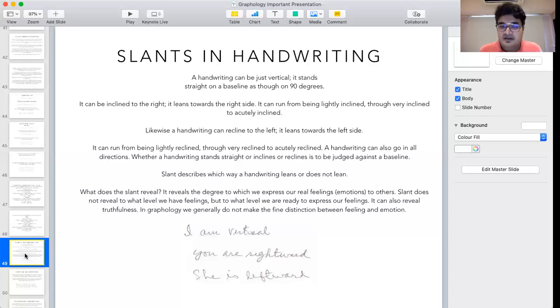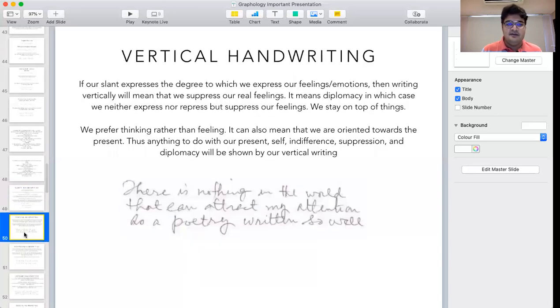So as I was saying, it reveals the degree to which we express our real feelings, our emotions to others. Slant does not reveal to what level we have feelings, but to what level we are ready to express our feelings. It can also reveal truthfulness. In graphology, we generally do not make the fine distinction between feeling and emotion. All right. So this is vertical, rightward, and leftward slant. So let's have a look.